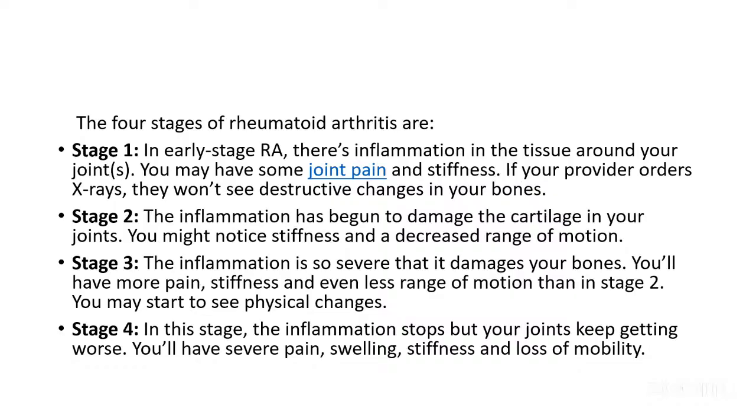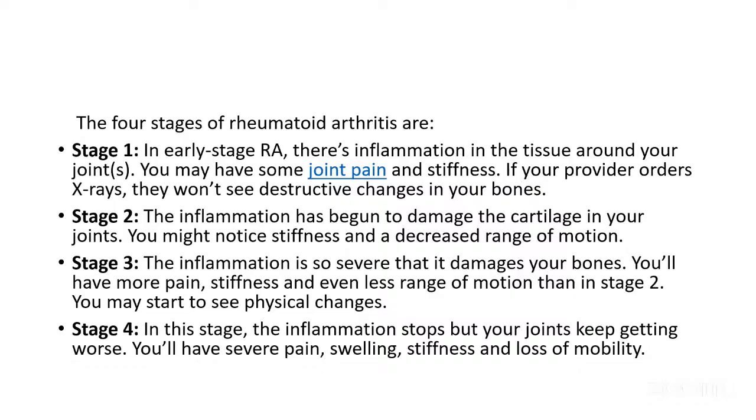The first stage, there is inflammation, okay, in the tissue around the joints, and then you start having some joint pains and some stiffness around the joints. If you do an X-ray, you may not see anything. The second stage, the inflammation has begun now to damage the cartilage in the joints. Then you might notice stiffness and a decreased range of motion in that area. Okay, and then the stiffness will continue, and there will be less motion in that area.